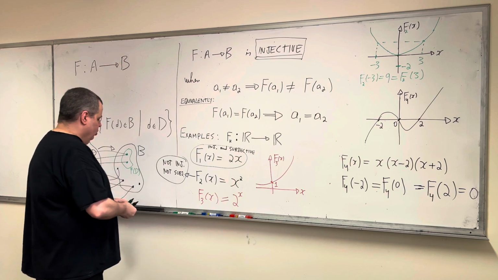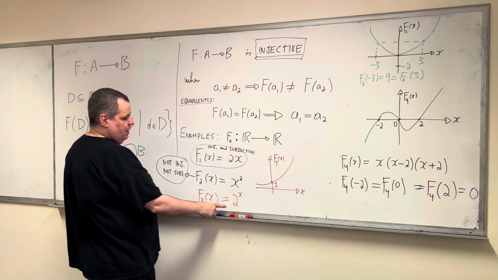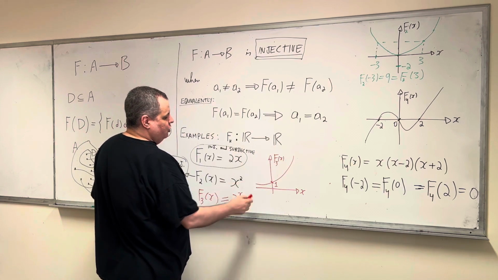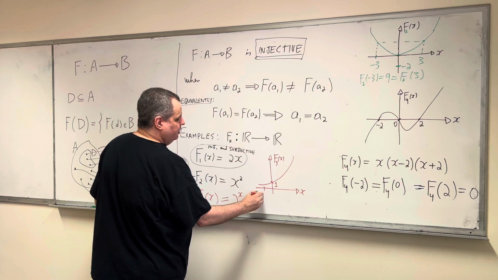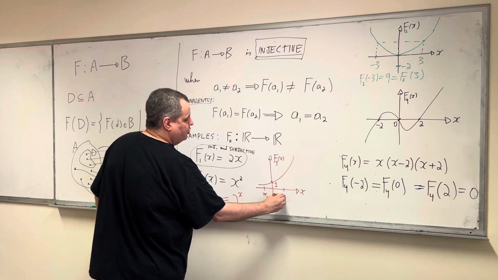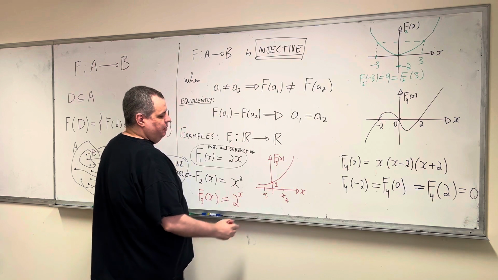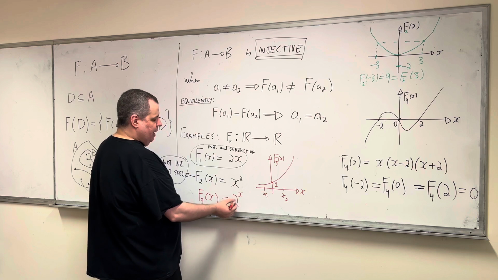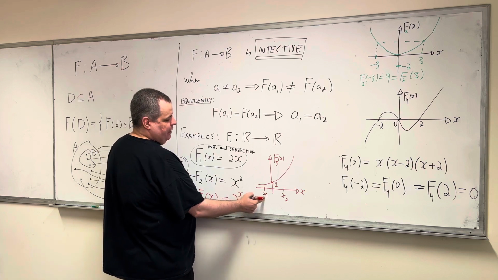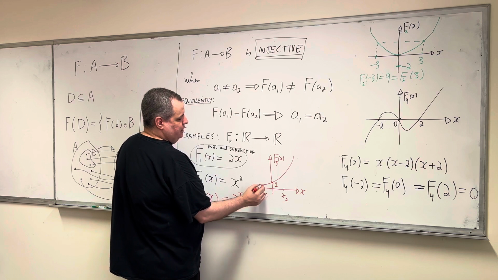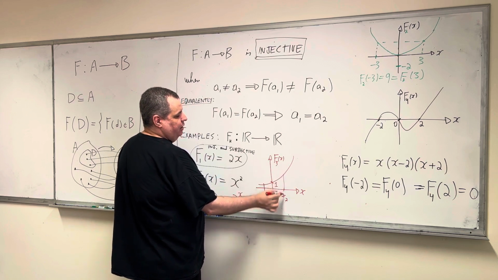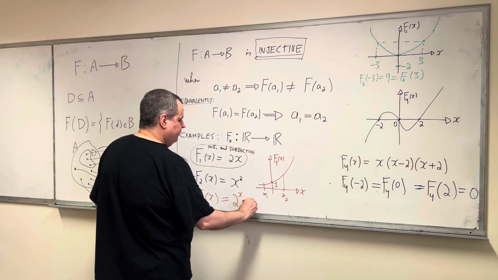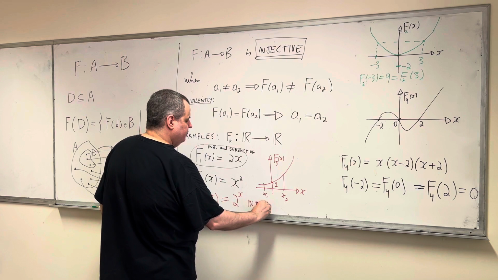Okay? So next, f3 is 2 to the power x. And here I have the graph of that. So if I have two numbers, some x1 and x2, and if they are different numbers, say x1 is smaller than x2, when I apply the function, f of x1 will be smaller than f of x2. This height here is smaller than this height here. Okay? So this function here is going to be injective.